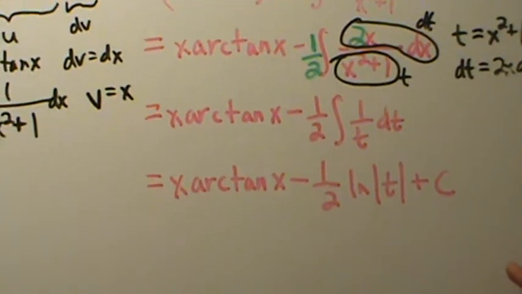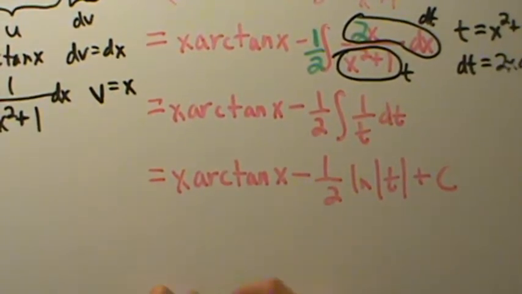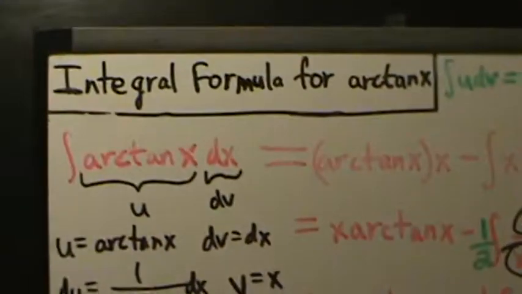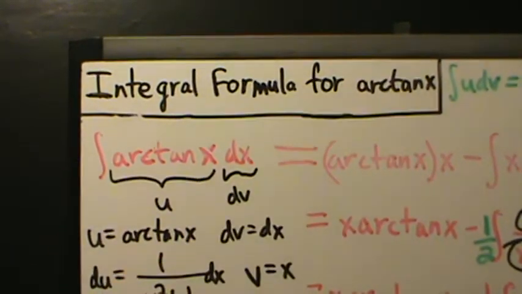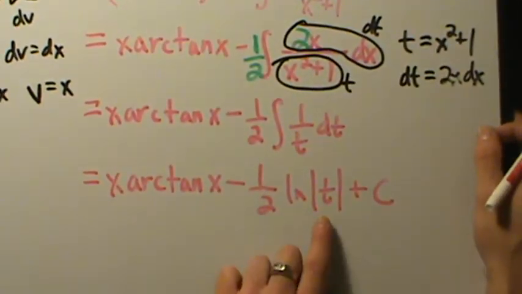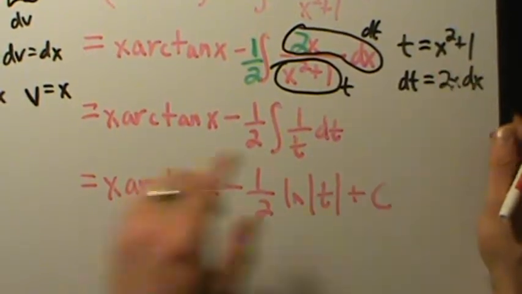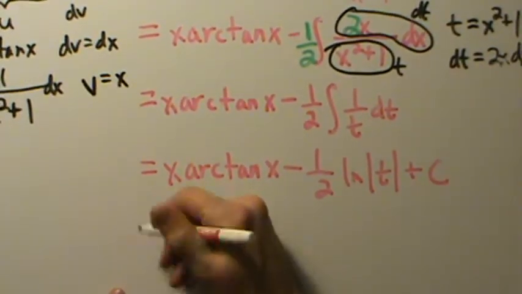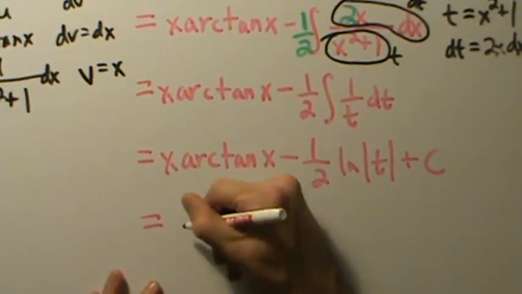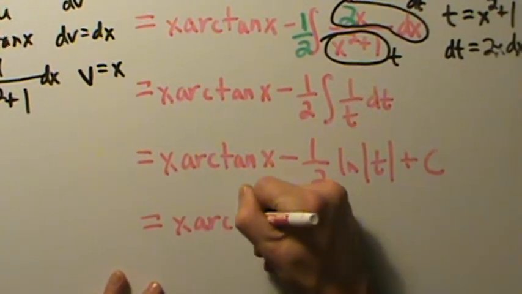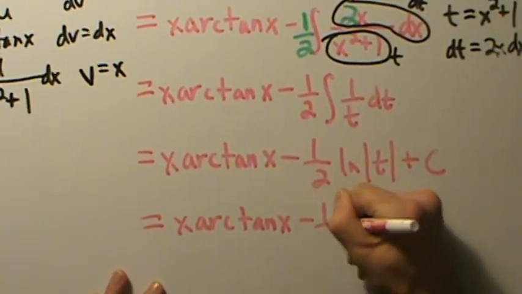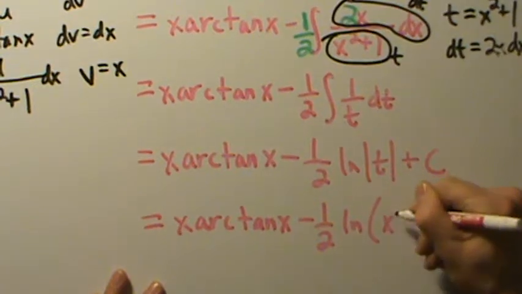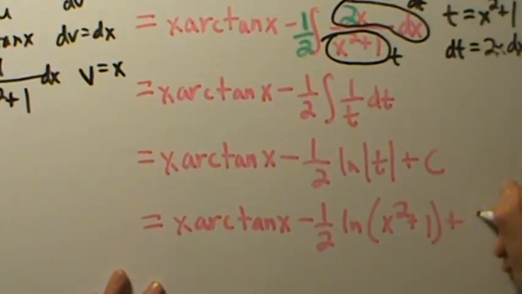Okay, so now we're not done here. We have to go back to x, right? Because the original problem was in terms of x, okay, arctan of x. So we have to go back to get rid of t. So t is x squared plus 1. So this is x arctan x minus 1/2 times the natural log of x squared plus 1, and then plus c.